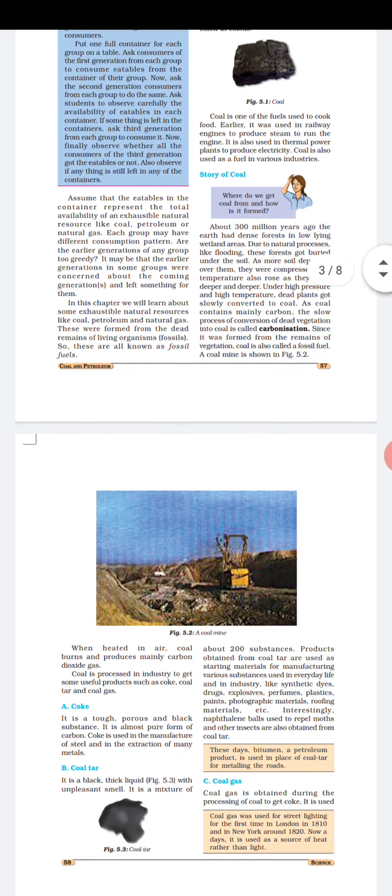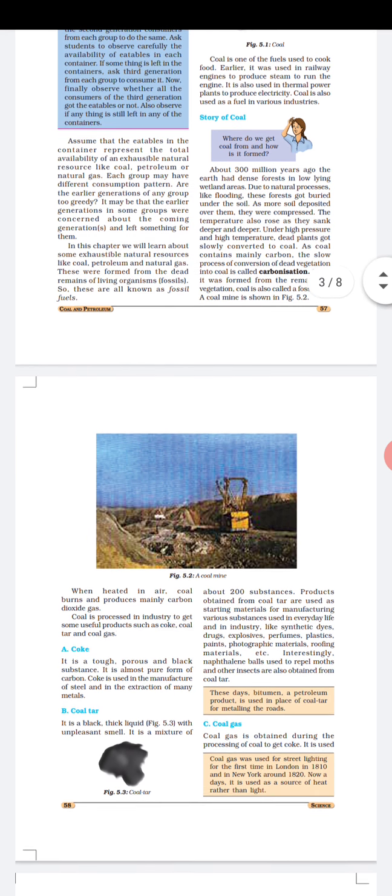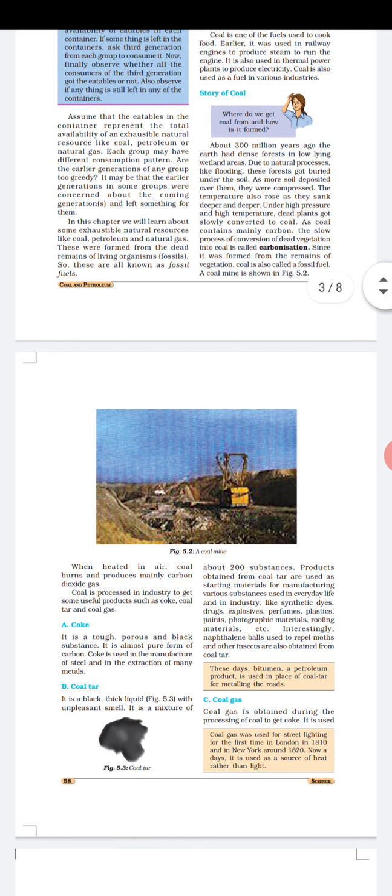As coal contains mainly carbon, the slow process of conversion of dead vegetation into coal is called carbonization. Since it was formed from the remains of vegetation, coal is also called a fossil fuel. A coal mine is shown in the diagram over here, that is figure 5.2. When heated in air, coal burns and produces mainly carbon dioxide gas. Coal is processed in industries to get some useful products such as coke, coal tar and coal gas.